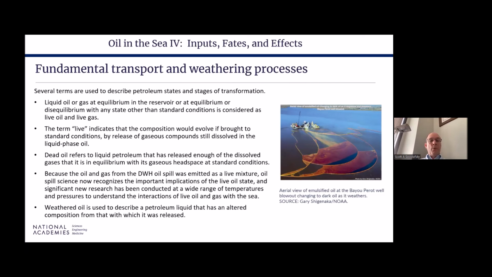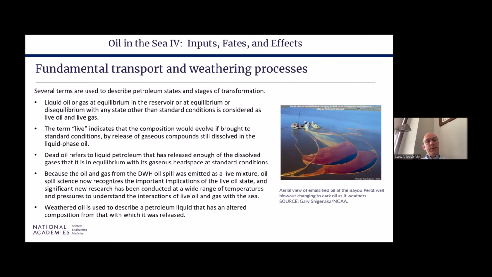So this live oil could be released in the ocean as it was during Deepwater Horizon, and then dissolution of those components may be much more pronounced than, say, for a surface spill of a tanker oil that has relatively low soluble compounds because it's already come to equilibrium with the atmosphere and the lights have been distilled off for other processes. So dead oil refers to oil in its basically production state after separation, when liquid oil and gas are in equilibrium with their headspace at atmospheric temperature and pressure.